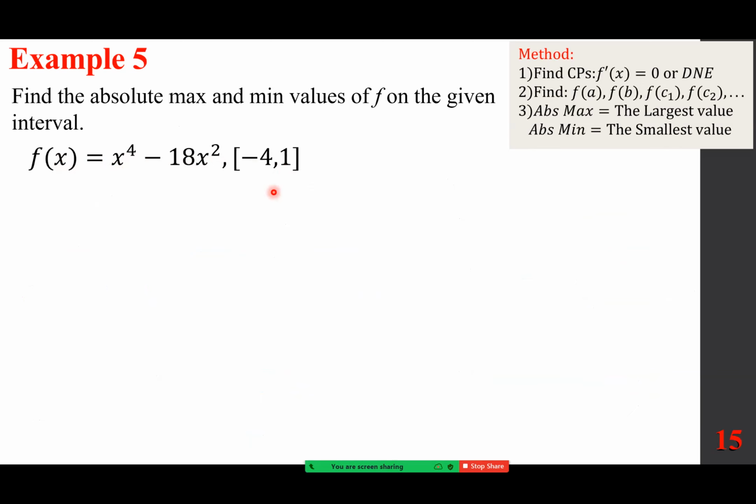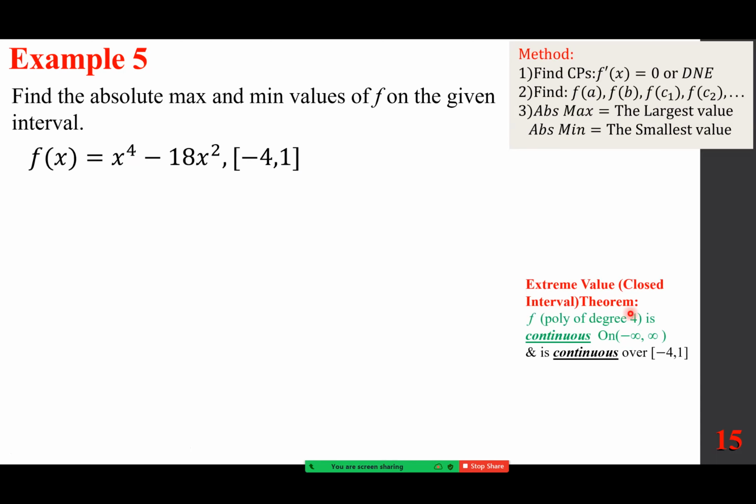Well, first and foremost, this is a polynomial of degree 4, which makes it continuous from negative to positive infinity. The domain is all real numbers. Therefore, it also makes it continuous from -4 to 1. That's the first thing. So we have a polynomial of degree 4.